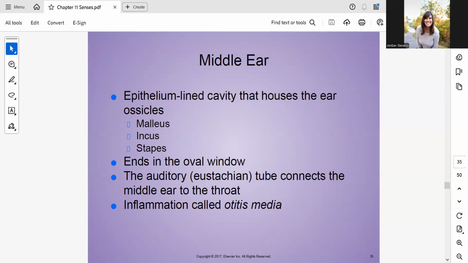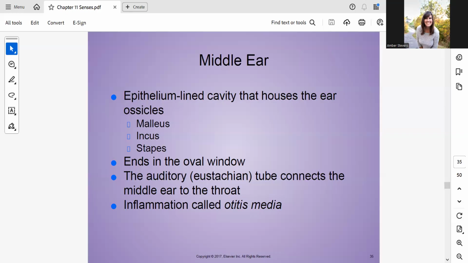You have auditory ossicles, those small bones. There's three of them. You have your malleus or the hammer, which is attached to the eardrum to receive the vibrations and then transmit them to the incus. The incus or the anvil is the middle bone, which connects the malleus to the stapes, and the stapes or the stirrup is the smallest bone in the human body, and it transfers vibrations to the oval window, which is a membrane leading to the inner ear.